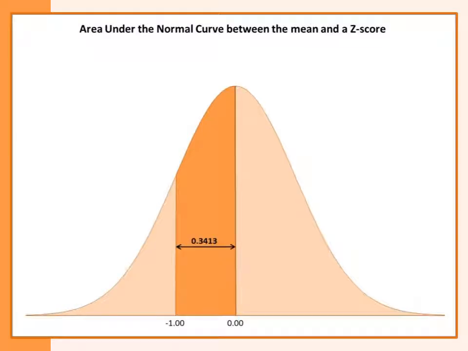A z-score of -1.0 falls to the left of the mean of 0, but the area under the curve between -1 and 0 will always be a positive value. You cannot have negative values for area. And in this case, 0.3413 of the area under the curve falls between a mean of 0 and a z-score of -1.00.